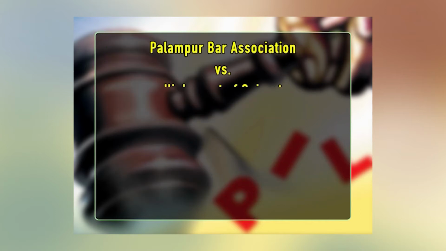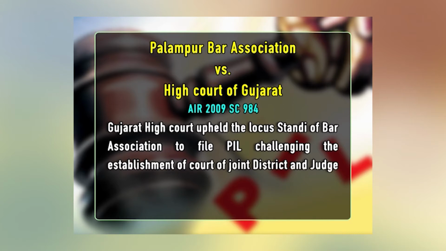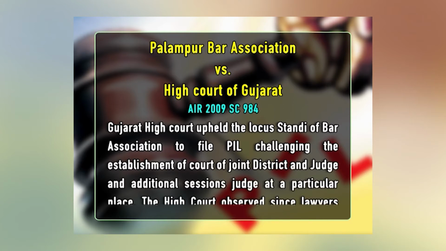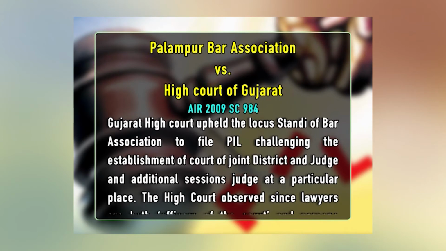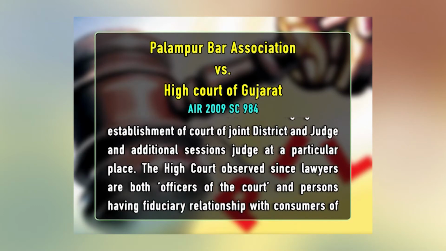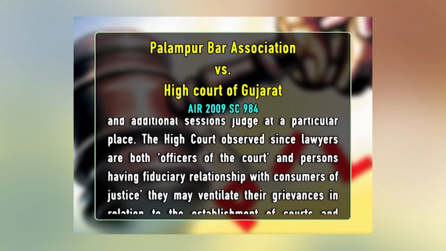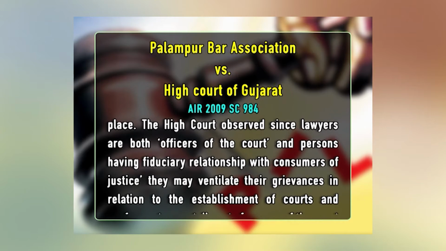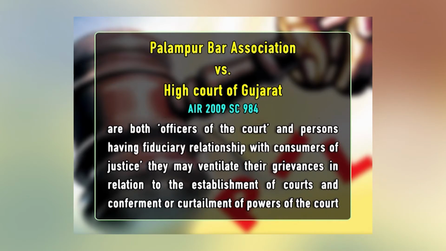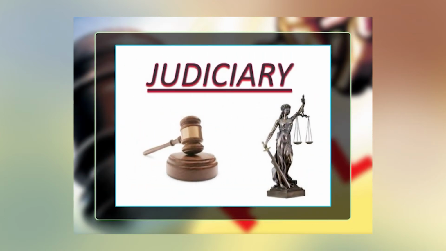In the case of Palampur Bar Association versus High Court of Gujarat, the Gujarat High Court upheld the locus standi of Bar Association to file public interest litigation, challenging the establishment of court of joint district judge and additional session judges at a particular place. The High Court observed, since lawyers are both officers of the court and persons having fiduciary relationship with consumers of justice, they may ventilate their grievances in relation to the establishment of courts and conferment or curtailment of powers of the court.